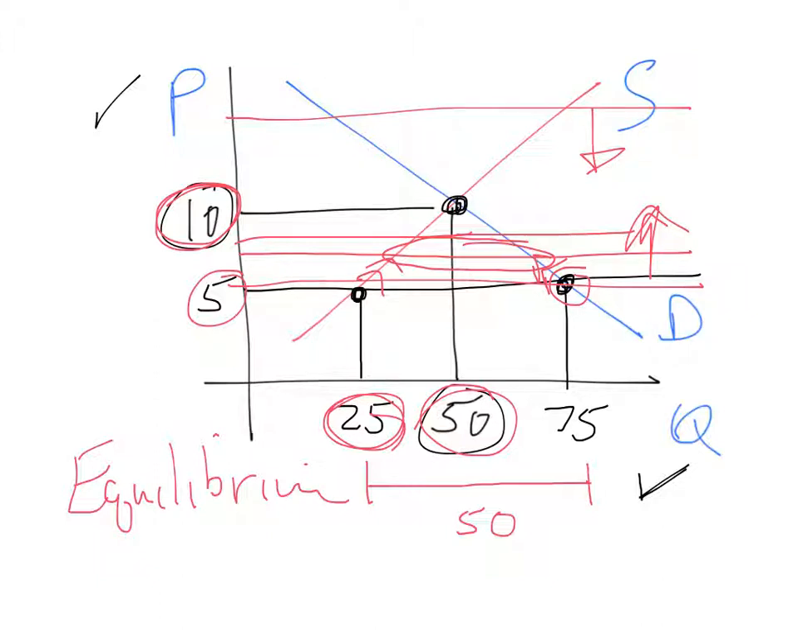Equilibrium refers to a situation of no change, and in this case it's the price at which the quantity demanded equals the quantity supplied.